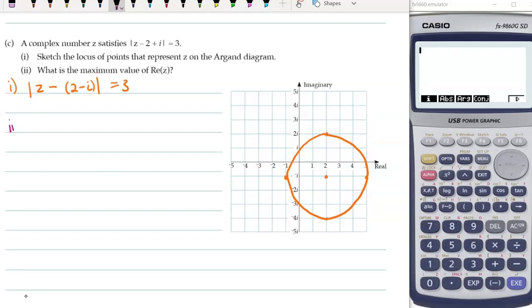And then for part 2, the maximum value for the real part of z, well, here's our real axis. We want to know how far along the real axis this can go. Well, our limit is just here for how wide that circle can go in that direction. So that is 5.